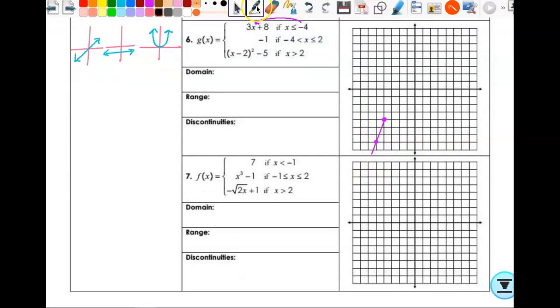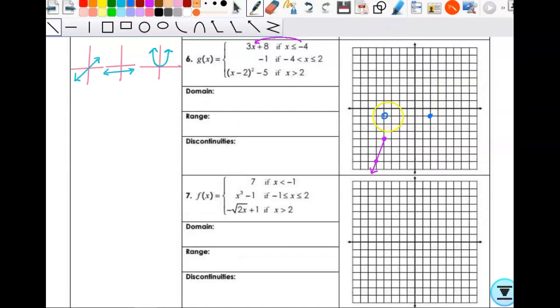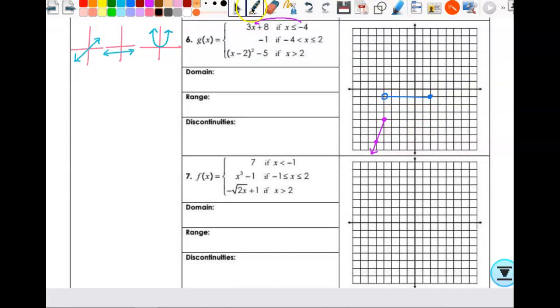And there is the part of my graph. All right. So then, when I find I have 2 endpoints for this section, the x value is at negative 4 and 2. My y value has to be at negative 1. So I'm going to go to negative 4, negative 1, and that's an open circle. And then I go to 2, negative 1, and that's a closed circle. And then I just connect those because y is negative 1 for all of that.